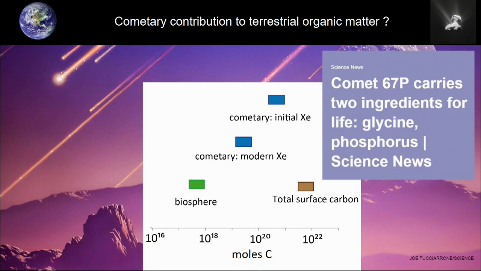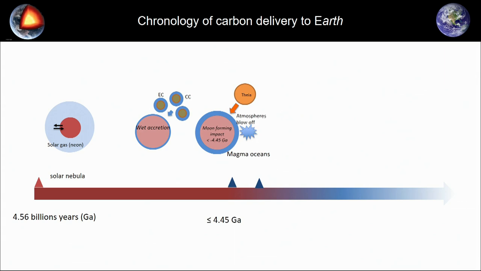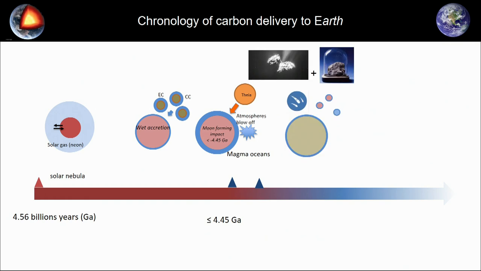Okay, so I'm almost done. This is just a summary of the delivery of carbon to Earth. So you start 4.56 billion years ago, there was still some gas. The Earth was growing up. There is a little bit of solar gas in the Earth, solar neon. But most of the volatiles were probably carried by what is called wet accretion, accretion of bodies that already contain volatiles, including water and carbon. You have the moon-forming impact that dried up, not everything, but might have removed some volatiles. And after this catastrophic event, things become quite quiet, and you probably have some late addition where the cometary addition could take place, because we don't see it in the mantle, and so on.